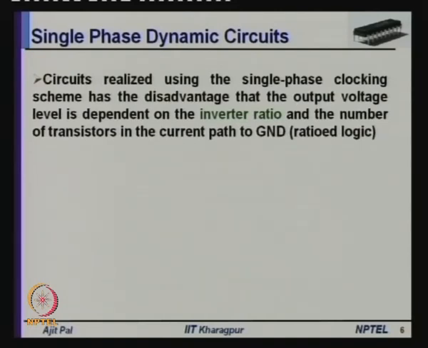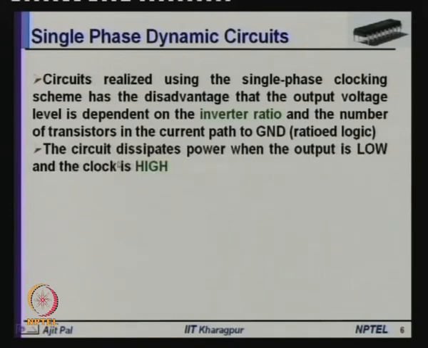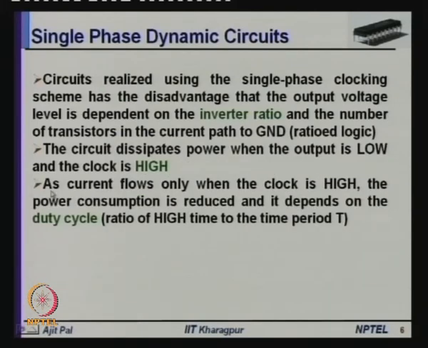As I mentioned, circuits realized using single phase clocking scheme have the disadvantage that the output voltage level is dependent on the inverter ratio and the number of transistors in the current path to ground. Moreover, the circuit dissipates power when the output is low and the clock is high. And as current flows only when the clock is high, the power consumption is reduced and it depends on the duty cycle ratio of the high time to the time period.